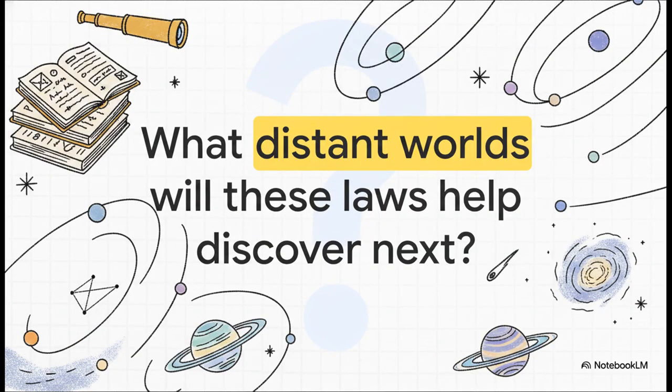So I'll leave you with this final, kind of amazing thought. If Johannes Kepler managed to unlock the fundamental mechanics of our entire solar system purely by analyzing handwritten data points without a single telescope, what distant, unimaginable worlds will these exact same laws help us discover next?